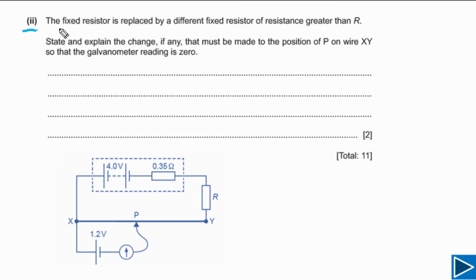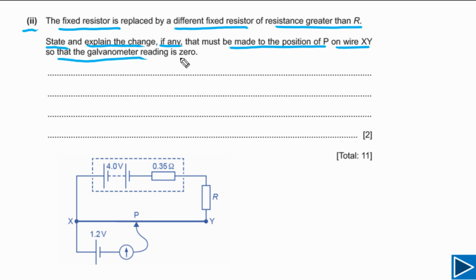For the second part, it is given that the fixed resistor is replaced by a different fixed resistor of resistance greater than capital R. We need to state and explain the change, if any, that must be made to the position of P on wire XY so that the galvanometer reading is again 0. We can divide this question into two parts.